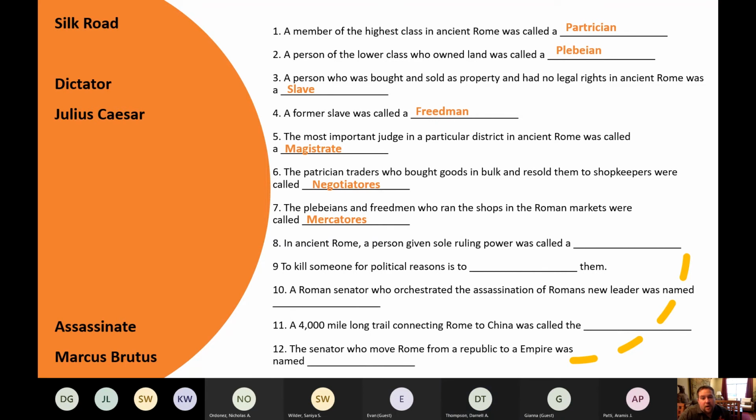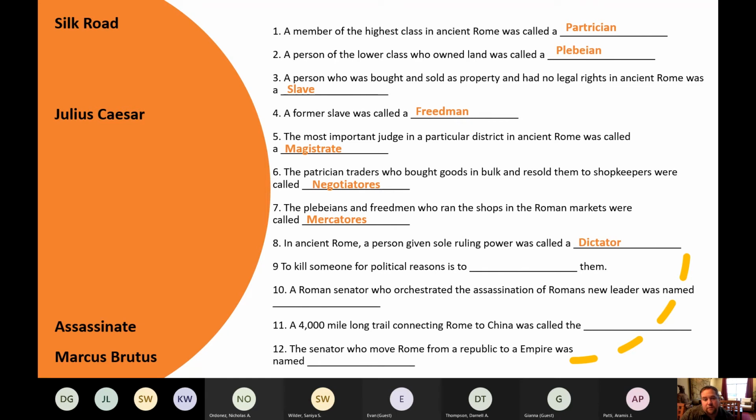In ancient Rome, a person given sole ruling power was called a what? If you were the sole ruler of an area. Nicholas, what do you think? Julius Caesar? Okay, so he's an example of one of these. He would be the example of this, but what's the actual term, Sanaya? What do you think? A dictator. Good, I would agree.